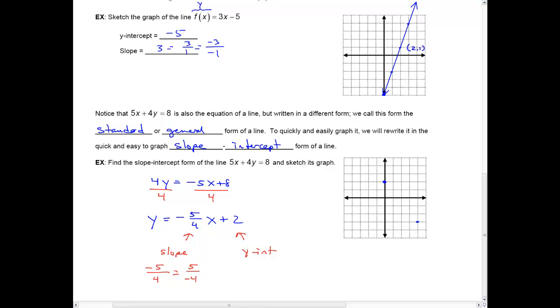So if I went up 5, this would be 3. I'm going to be off my graph there, and then back over here 4. You see that that's going to line up, isn't it? So let's go ahead and connect those dots, and that would be my graph of this line. Okay?